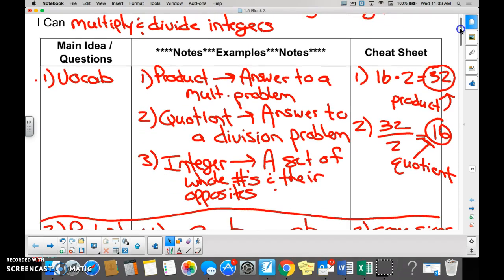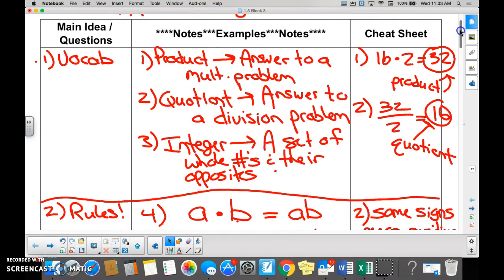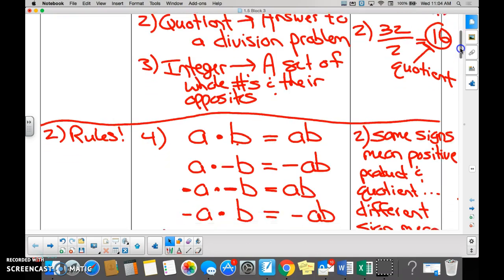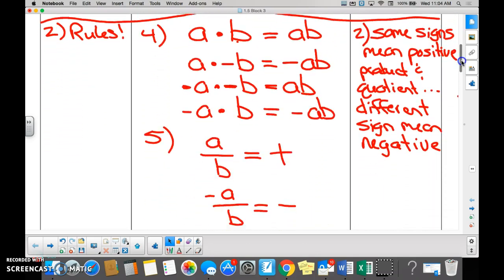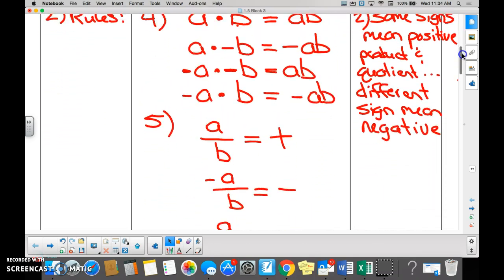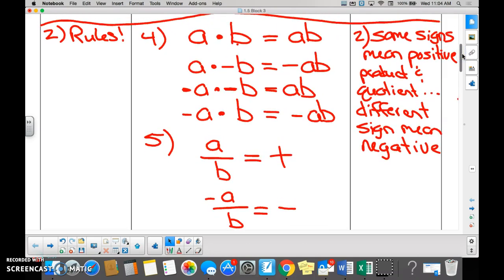Vocab started off easy enough. Product, quotient, integer were review words. And then we went into number 2, which I would tell you is the most important part of the lesson here today. We talked about rules. So let's just quickly go through the rules. We used variables because we just love algebra, right?